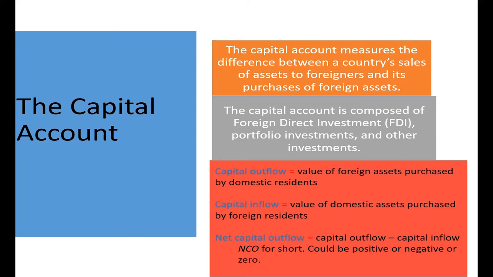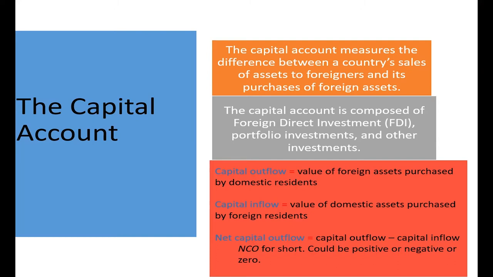Portfolio investment. Portfolio here means stocks and bonds, okay? If the residents of a country are buying stocks and bonds abroad, money is flowing out. But if residents from abroad are buying stocks and bonds in the source country, in the regional country, then more money is flowing in. So from a capital account perspective, you're looking at what's happening to assets, to transactions, whether it is flowing in or flowing out.